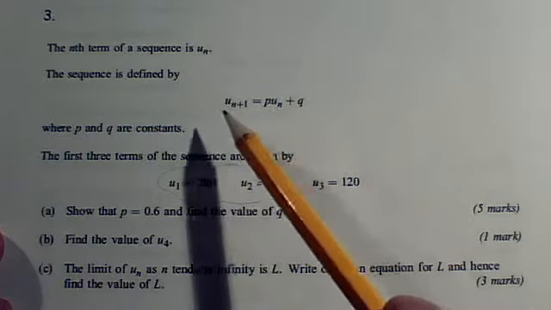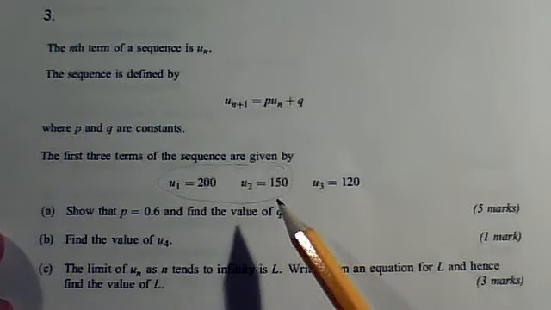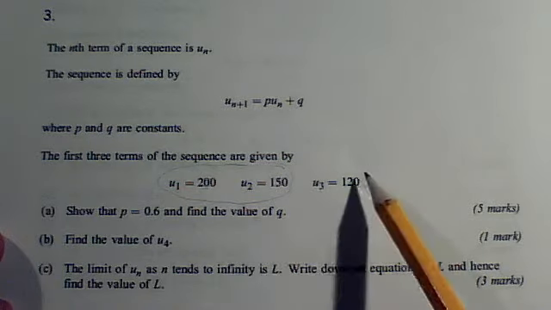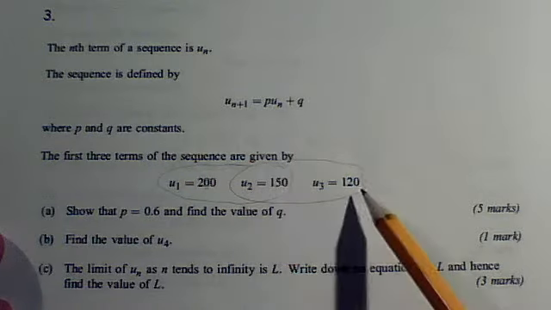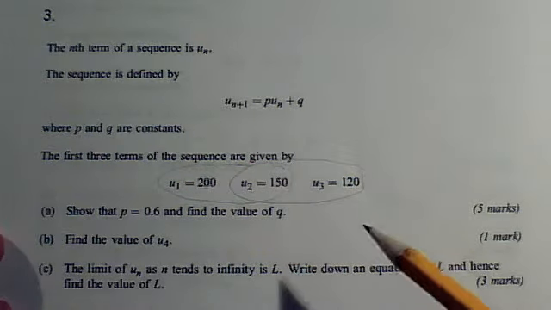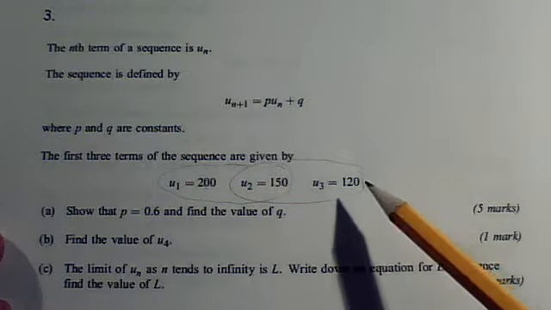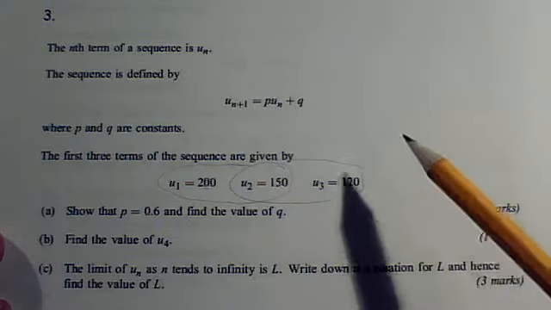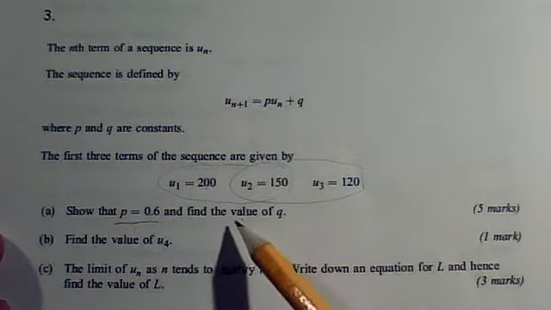So if you substitute those values in, leaving p and q as letters, you'll get one equation linking p and q. And then if you do the same thing with u2 and u3, you'll get another equation with p and q. And then you solve the simultaneous equations so that you end up, convincingly, with p as that value and a value of q.